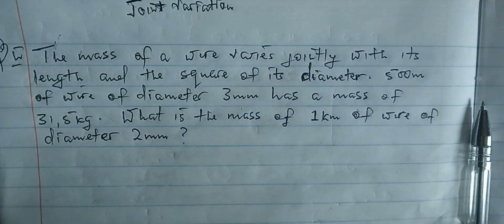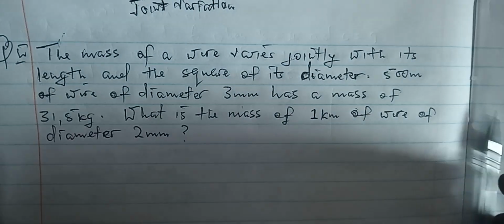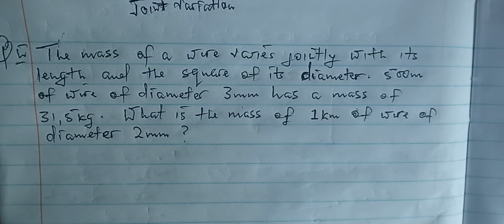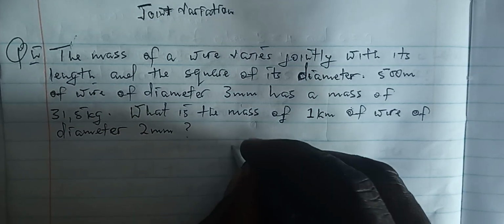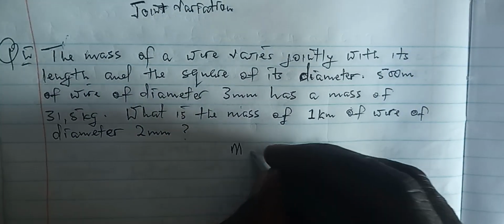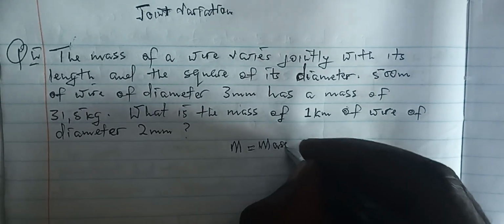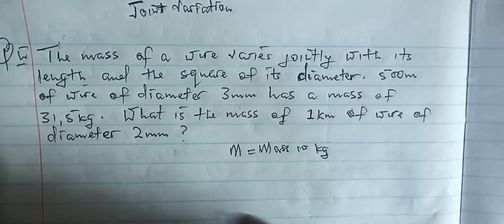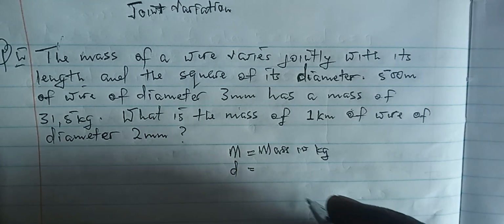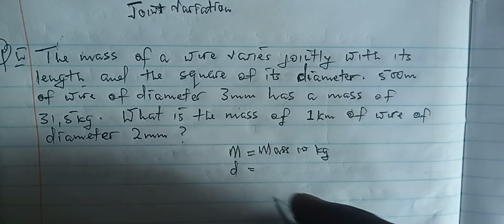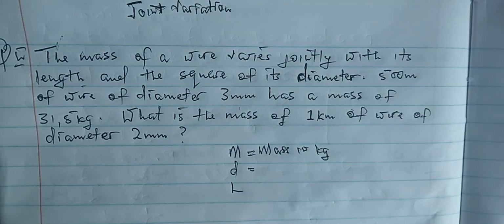So basically, when you look at a problem like this, you're simply going to formulate your equations using the concept of joint variation. So for us to list the parameters that we have in this question, we've got mass as a parameter, in kgs, and then we also have the diameter, in millimeters, and we also have the length of the wire.